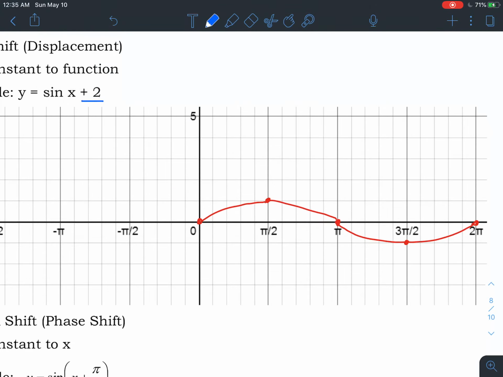So if I'm just going to do a vertical displacement here, up 2, now I'm just shifting all of my points up 2 units. So that goes up 2, up 2, up 2, up 2, up 2.